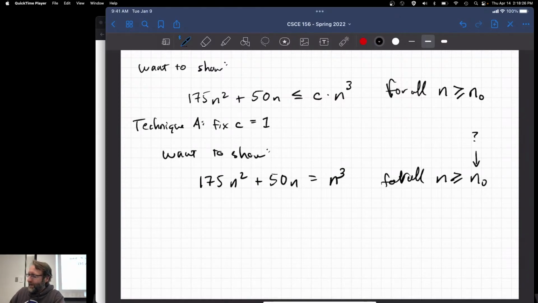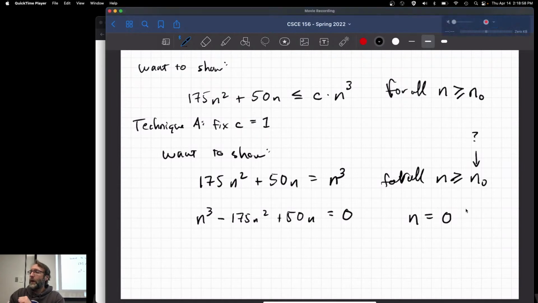Right? Okay. Well, first let's get it clean. All right. Let's go ahead and take everything onto one side. N cubed minus 175 n squared plus 50n is equal to 0. And now it will become abundantly clear what I'm actually trying to find. Roots, right? I'm trying to find the roots of a polynomial in this case. You already observed that what can you do immediately? Factor out an n, right? So what's one root? 0.